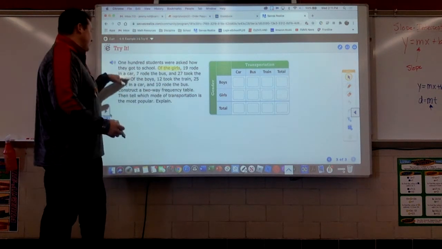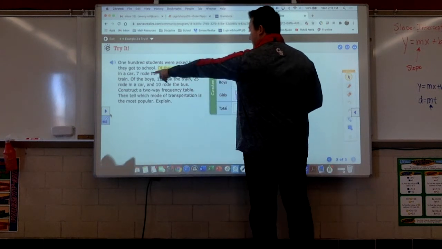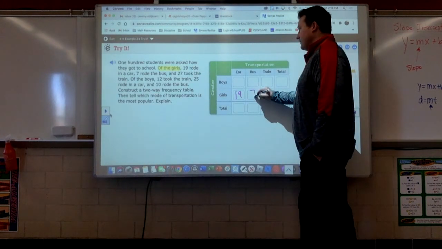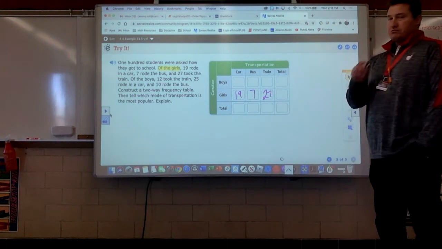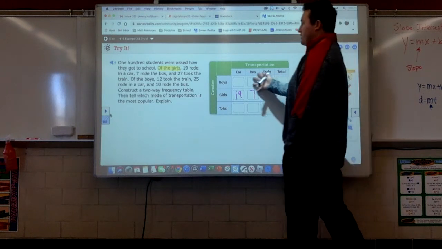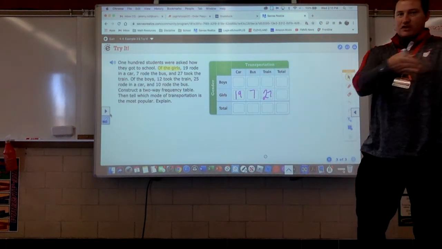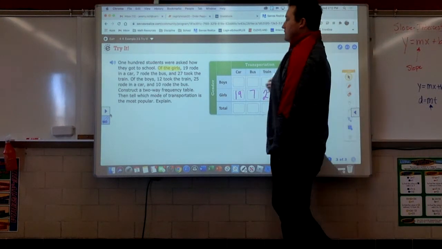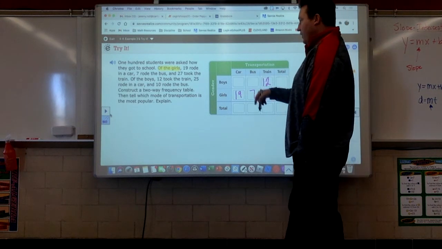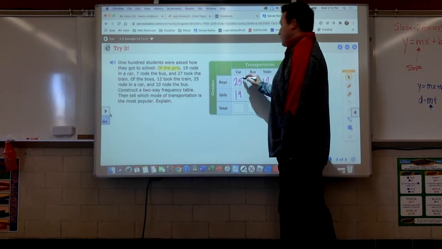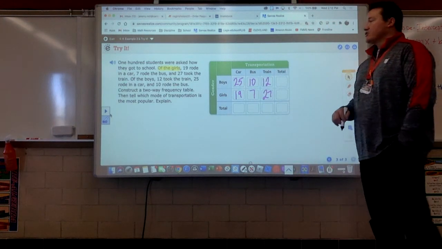Of the girls, 19 rode in a car, 7 rode the bus, 27 took the train. Great, there they are. So we're starting to build our two-way table. Of the boys, same thing. Now it's going to give me a whole bunch of numbers that are going to go in this row. Of the boys, 12 took the train, 25 were in a car, and 10 rode on the bus. Bam. Construct the two-way table.